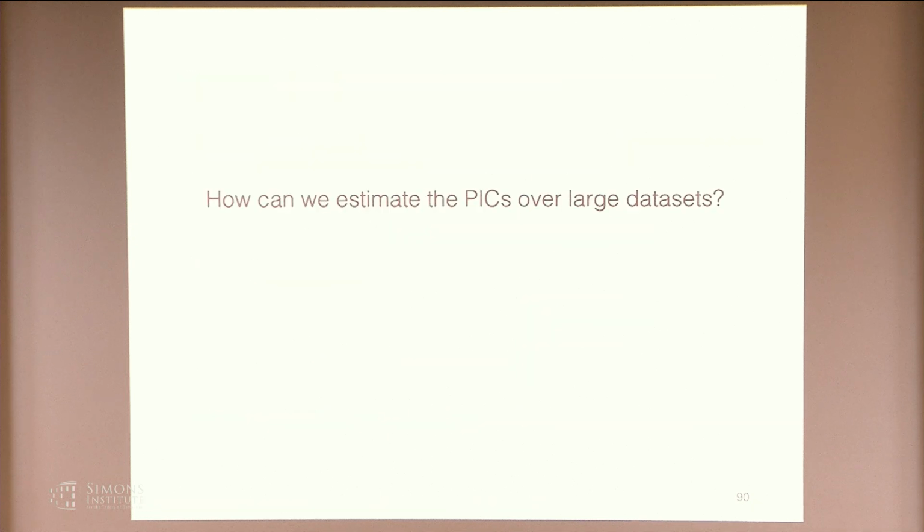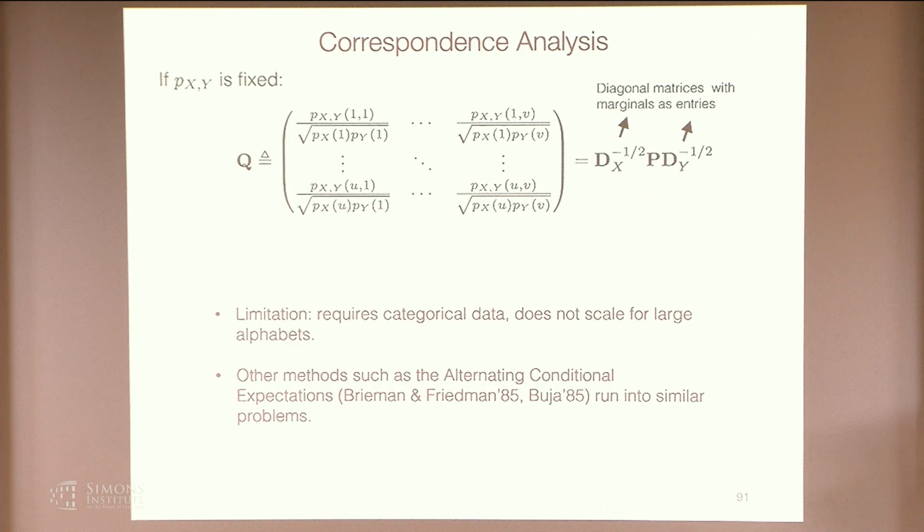Now, what I want to talk about is how can we estimate the PICs over large data sets. This is something I'm particularly excited about, so just bear with me at the end. How can you estimate these principal inertial components? Well, there is one method of doing it that I already mentioned, called correspondence analysis. This is a method in statistics where, if everything is nice and discrete, you build this contingency table, you normalize it, and you take its singular value decomposition, and you find the principal functions.